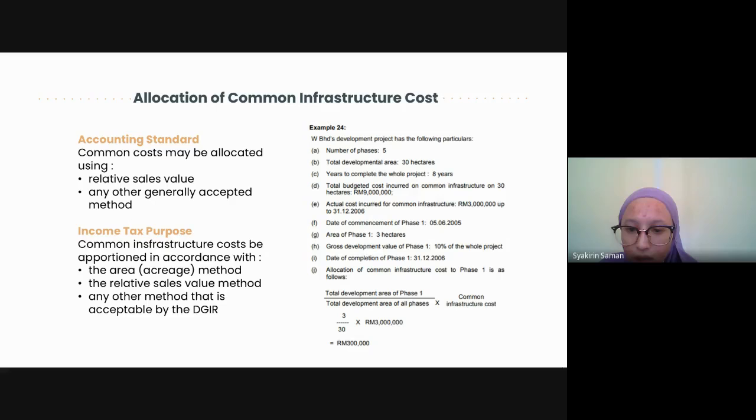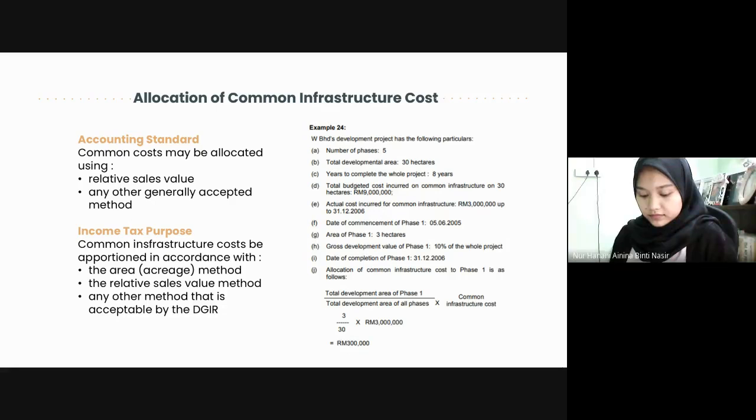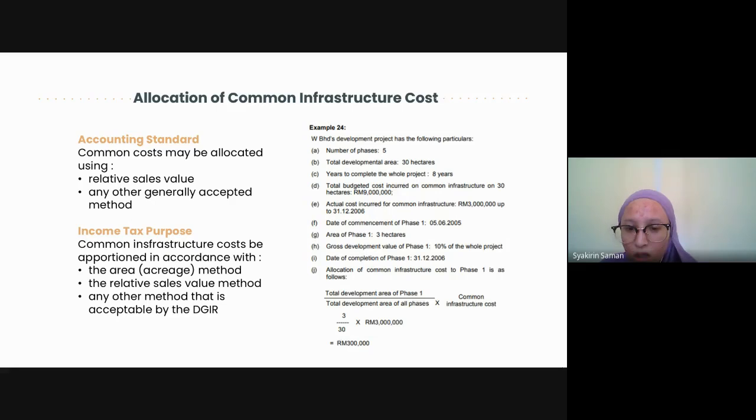So the allocation of common infrastructure cost to phase 1 is as follows, which is total development area of phase 1 divided by total development areas of all phases times common infrastructure cost. So we can get common infrastructure cost for phase 1 is 300,000 ringgit. Next slide.